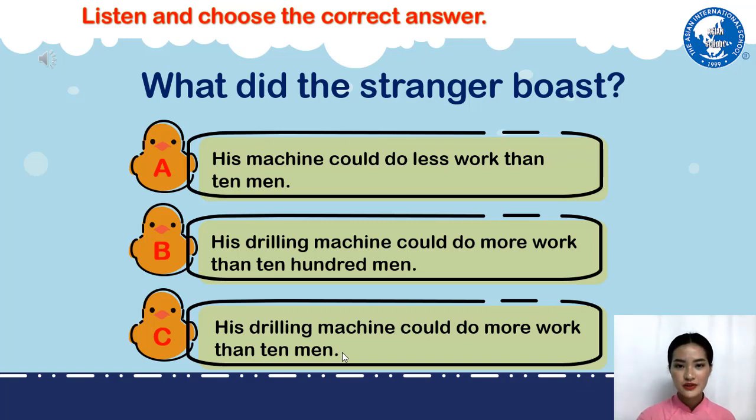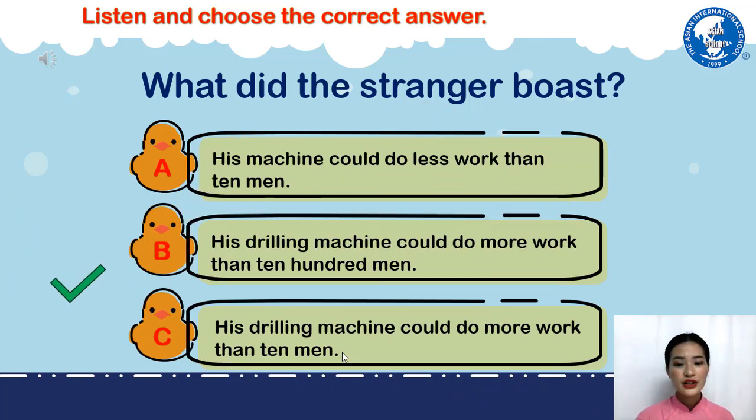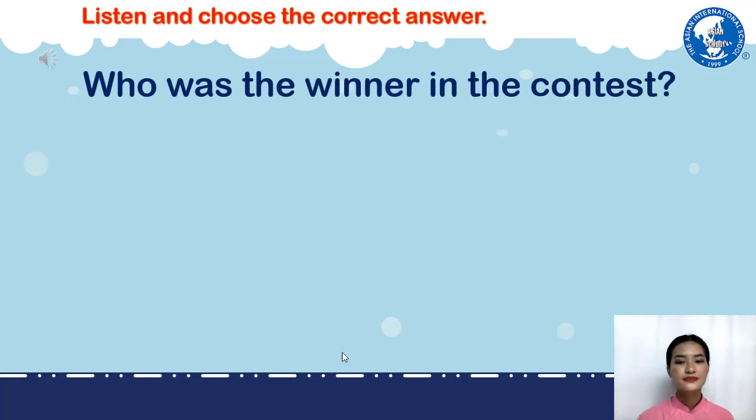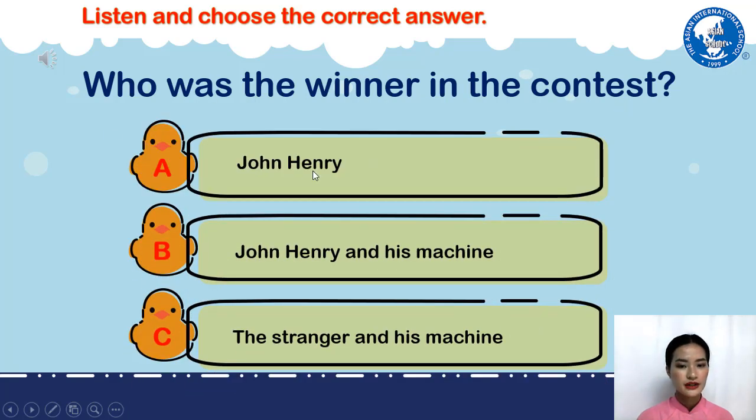Can you tell me your answer, please? My answer is C. His drilling machine could do more work than 10 men. Next one. Who was the winner in the contest? A. John Henry. B. John Henry and his machine. C. The stranger and his machine.